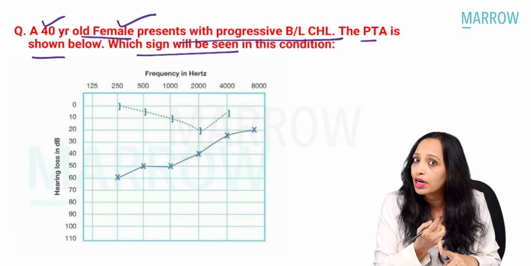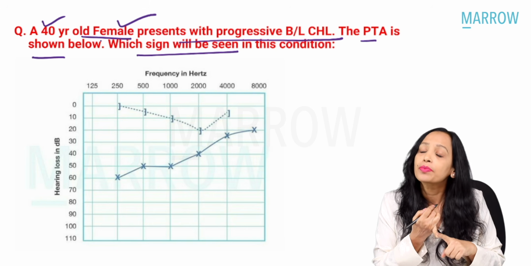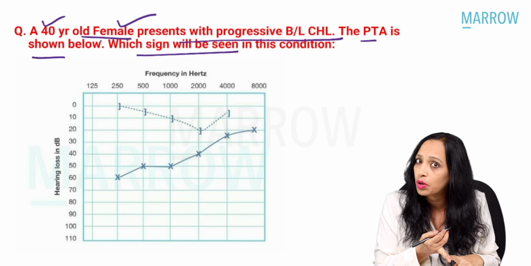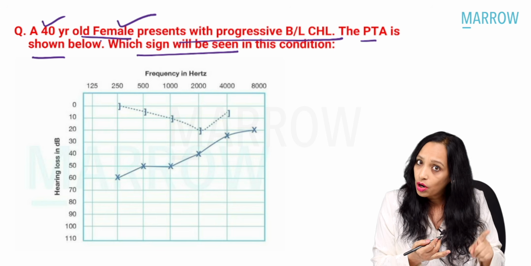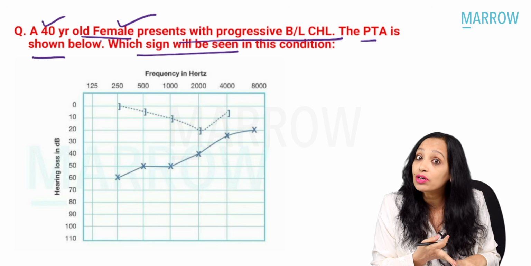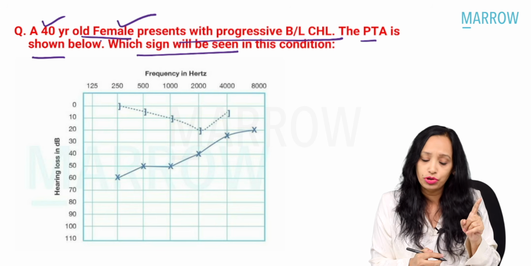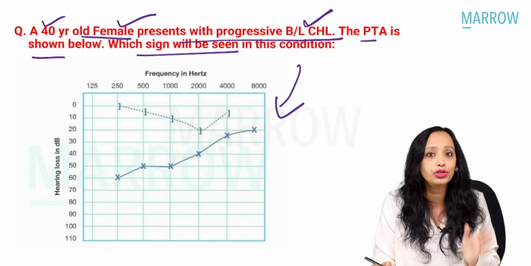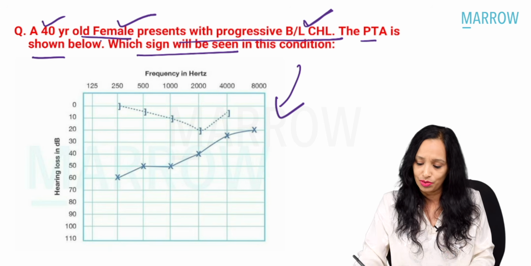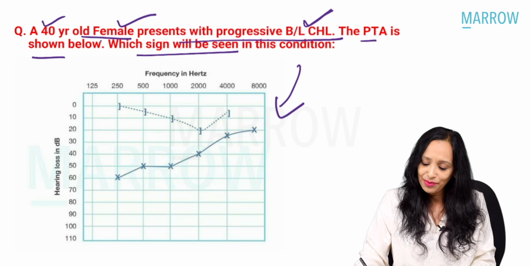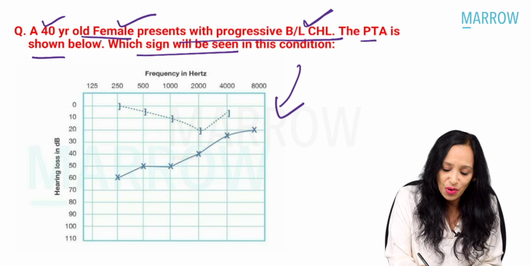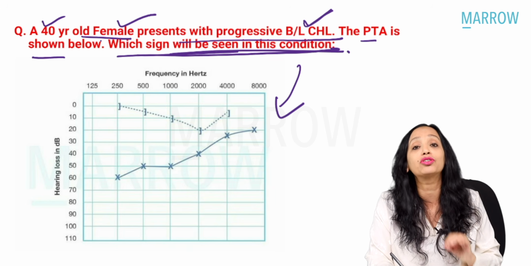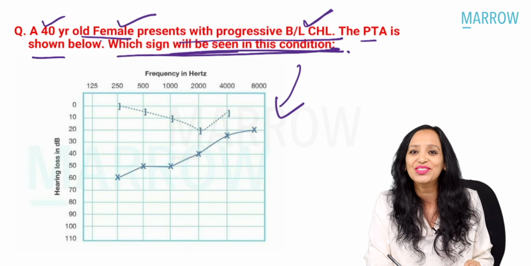Again, let me ask you what I have told you earlier. Any child with bilateral conductive hearing loss, what will come to your mind? Serous otitis media. Any elderly with unilateral sensorineural hearing loss? Acoustic neuroma. Any adult with bilateral conductive hearing loss? Otosclerosis. So this itself tells us that this is otosclerosis, and the audiogram is also telling us that this is otosclerosis. And what is asked here? See the question, what sign will be seen in this condition? Which means you have first diagnosed that this is otosclerosis. What sign is seen in otosclerosis?